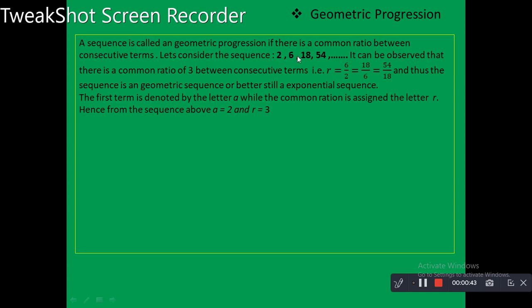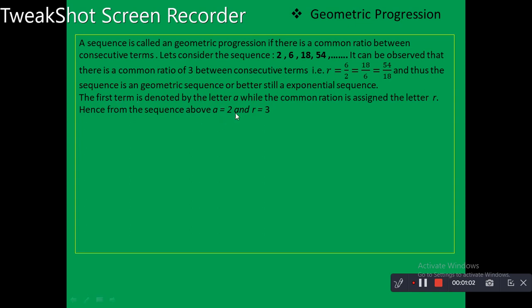As we move from 2 to 6, we multiply 2 by 3 to obtain 6, and we multiply 6 by 3 to obtain the next term, and it goes on like that. So a sequence such as this is termed an exponential sequence or a geometric progression.